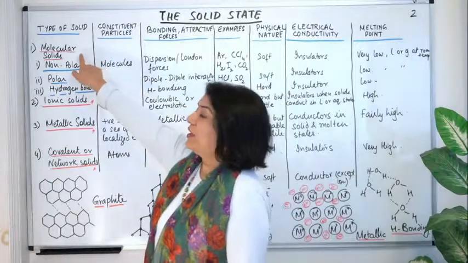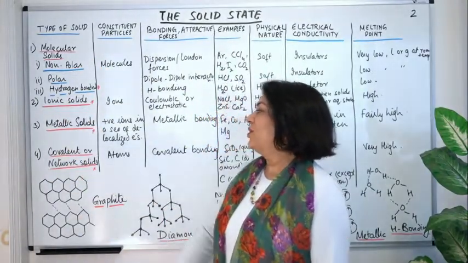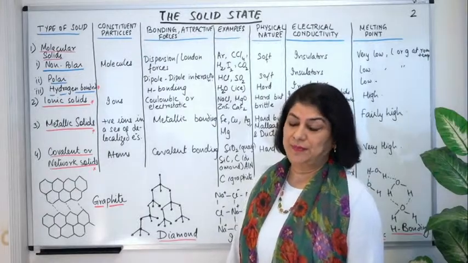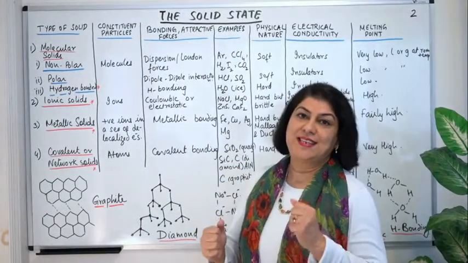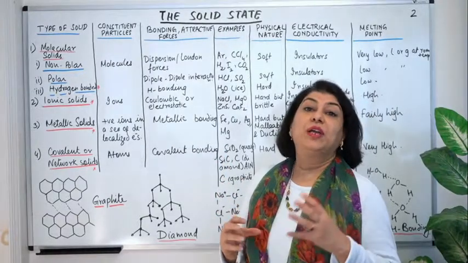These categories are molecular solids, ionic solids, metallic solids, and covalent or network solids. So let us just jump into it and see what these different kinds of solids are. The first type is the molecular solid.